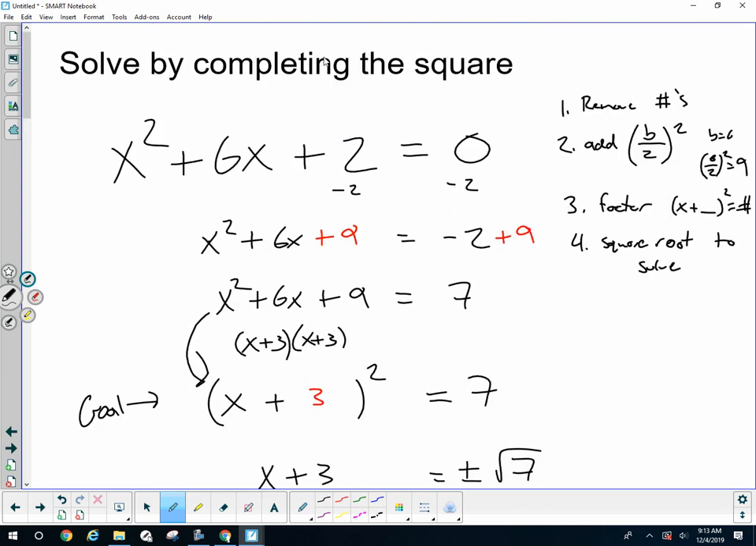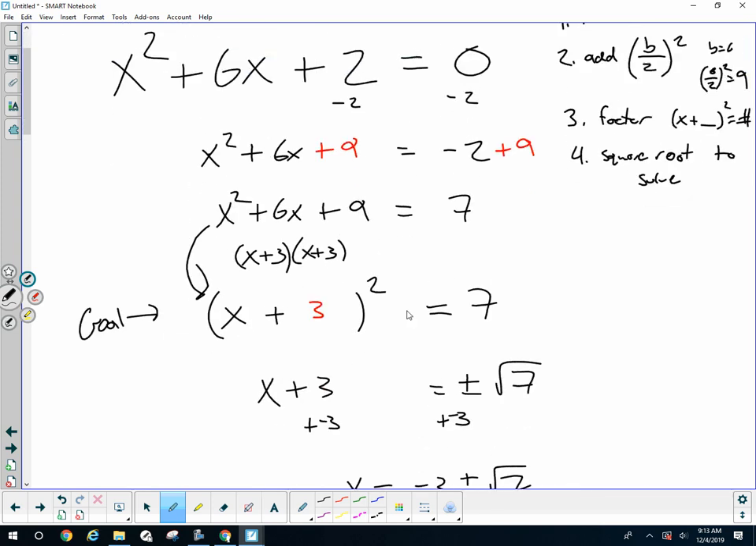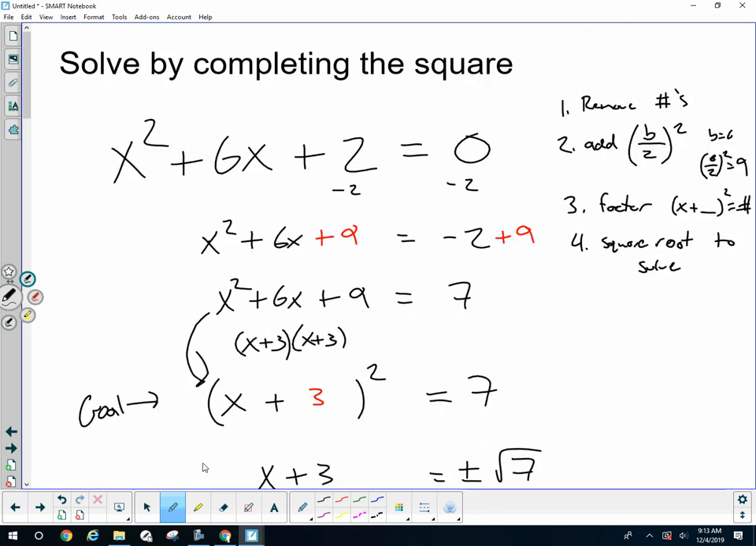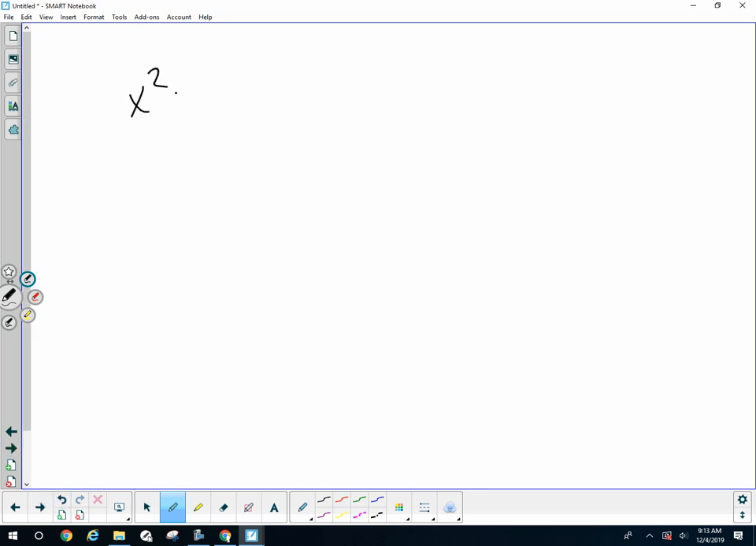Okay? So remove your number. Figure out the number to add to both sides so that it turns into a perfect square. Once you've figured out that number, add it to both sides. Factor, square root to solve. Okay? Now, I would like you guys to try that very same problem by yourselves without looking at your notes or looking at your notes sparingly. If the sub could pause the video while you do that, go ahead and pause the video now.